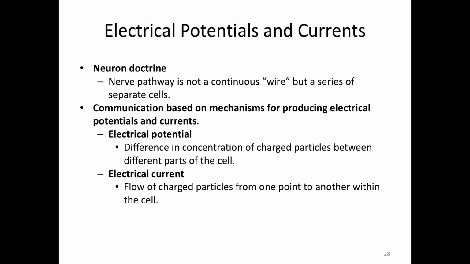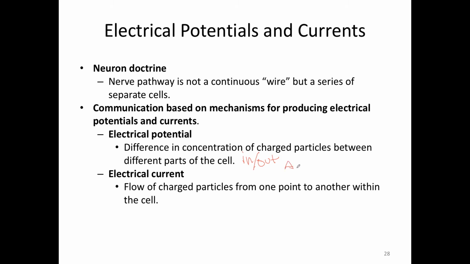So communication is based on the mechanisms for producing electrical currents and potentials. So let's define these things. Electrical potential is a difference in charged particles between different parts of the cell. So what do we mean by different parts? Well, let's get my pen here. So different parts can mean in versus out, or it can mean one part of the cytoplasm versus another.